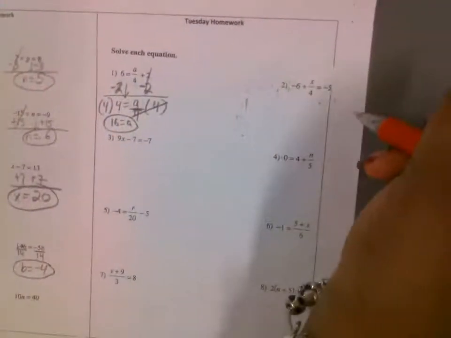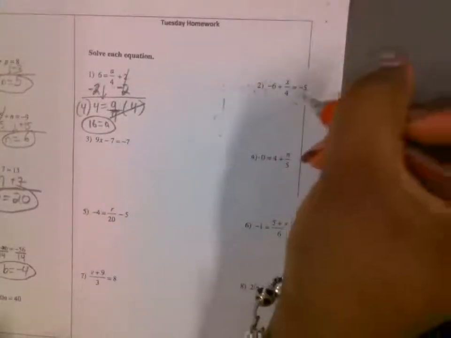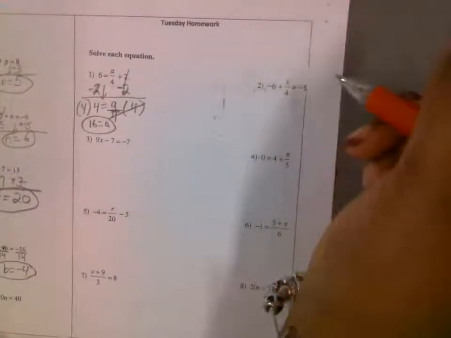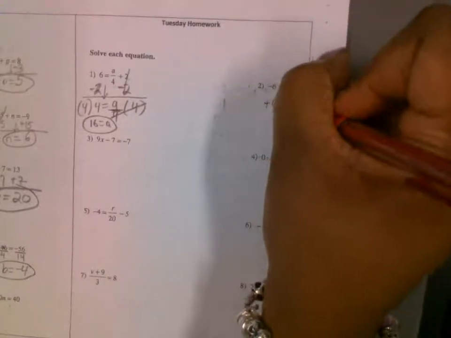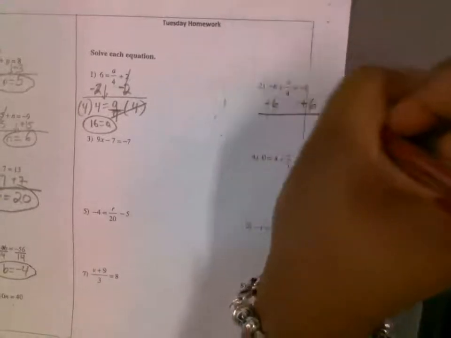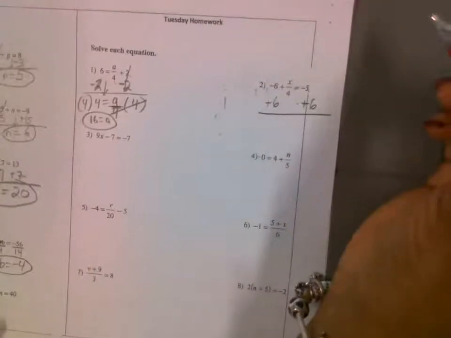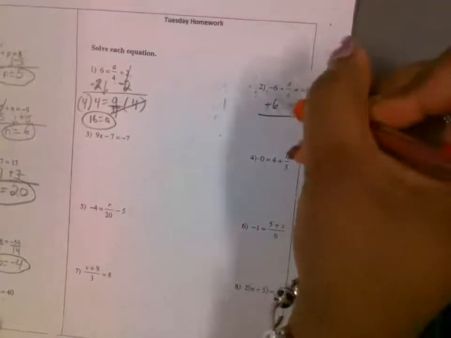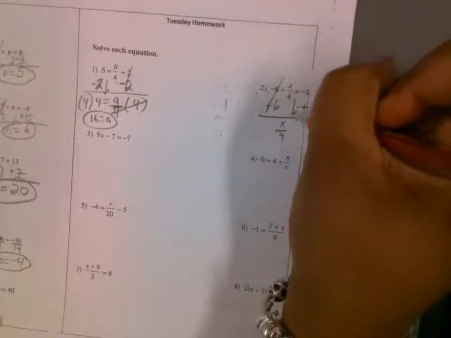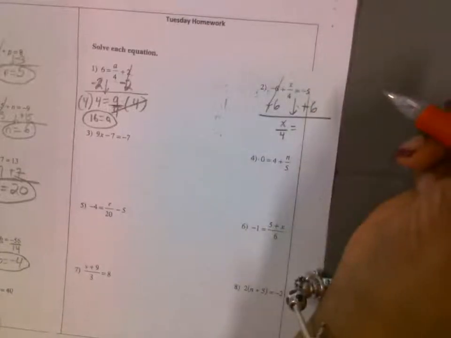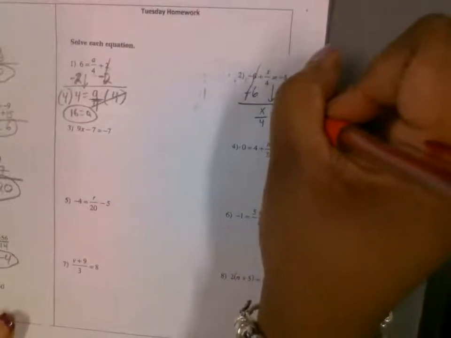All right, here we go. Number 2, we're going to do the same thing again. Only this time, we're going to get rid of the negative 6. How do you get rid of a negative or a minus 6? Add. So we're going to add 6 to both sides. Please make sure that you make corrections. When you add 6 to this side, this is gone. And you're left with x divided by 4. What's negative 5 plus 6? 1. It is 1. Very good.